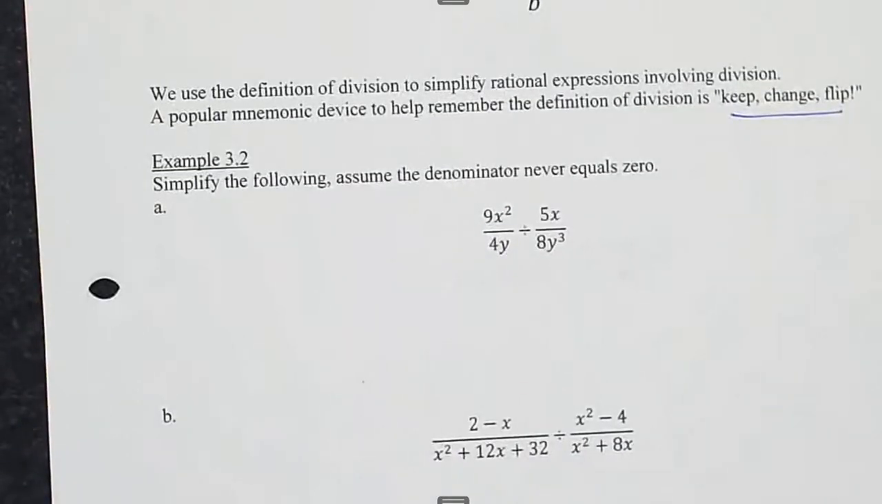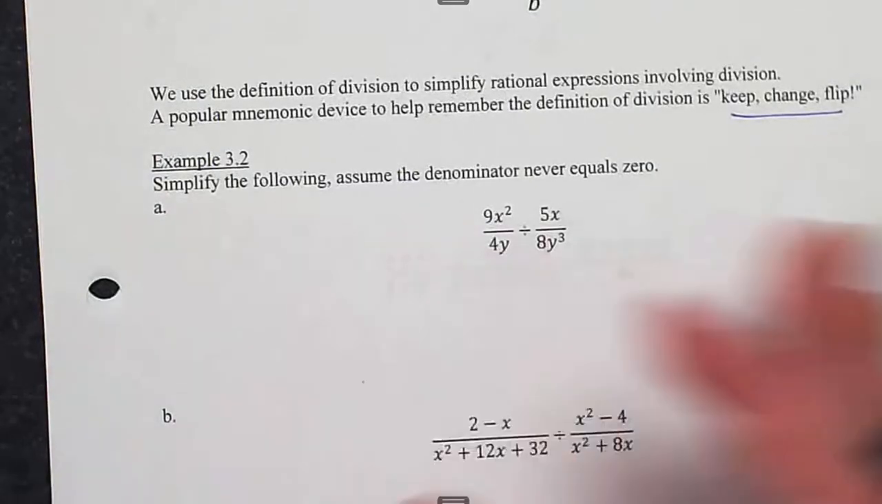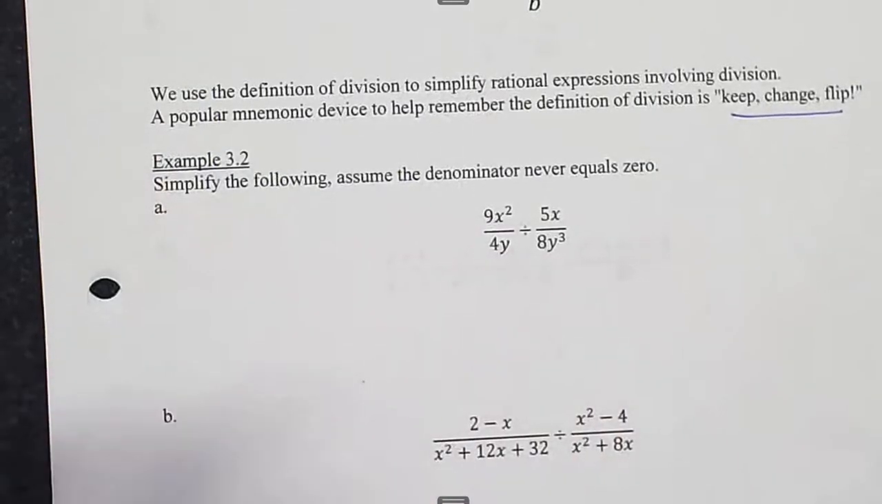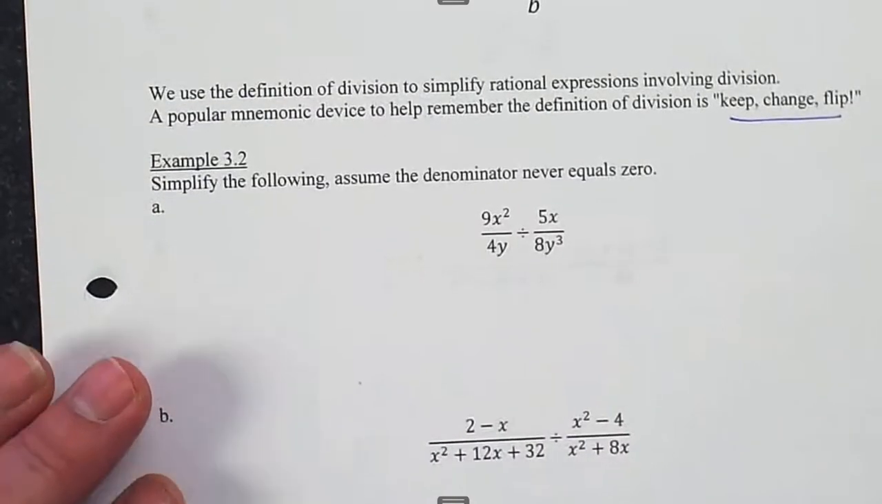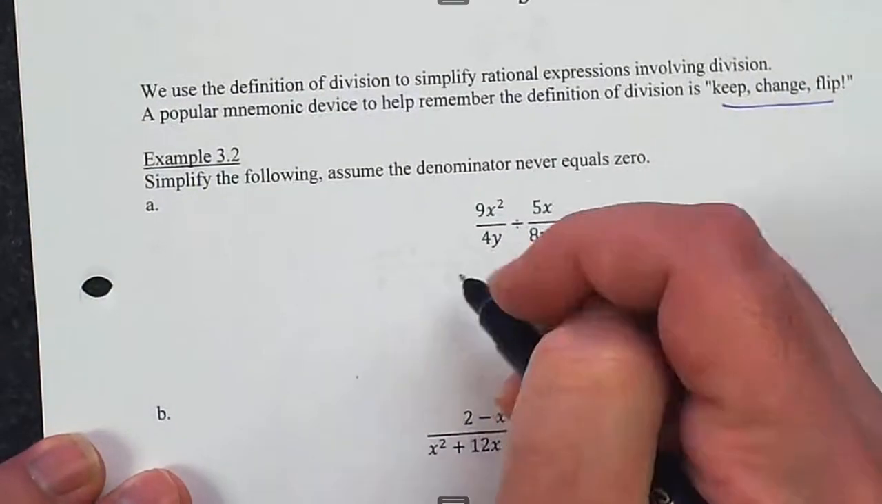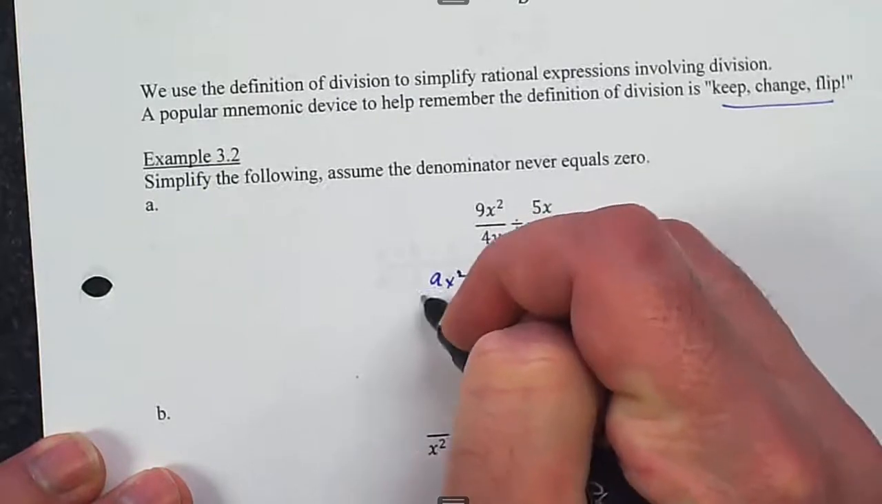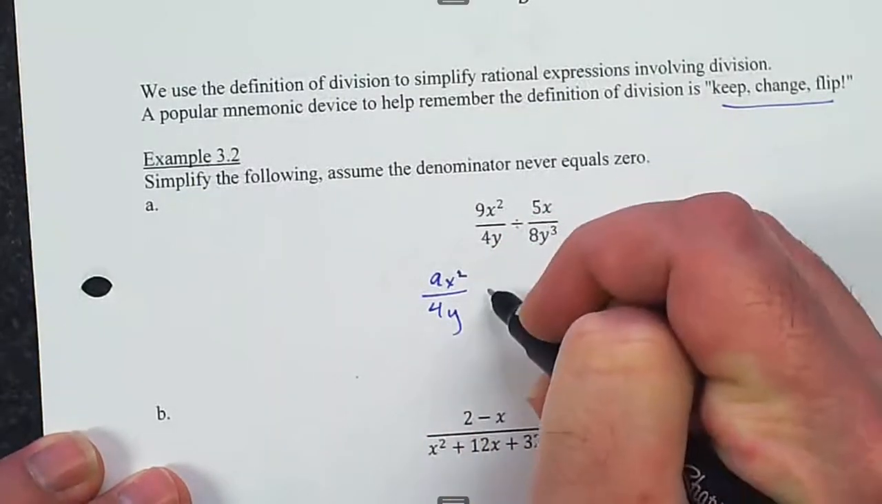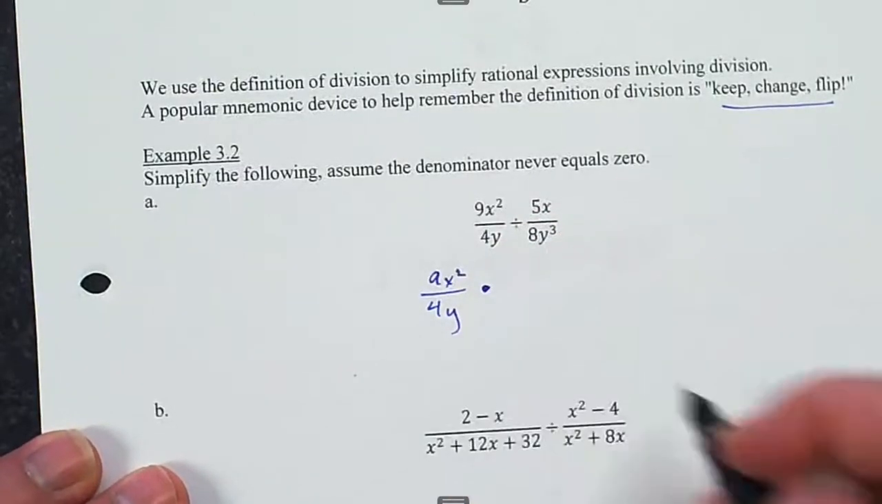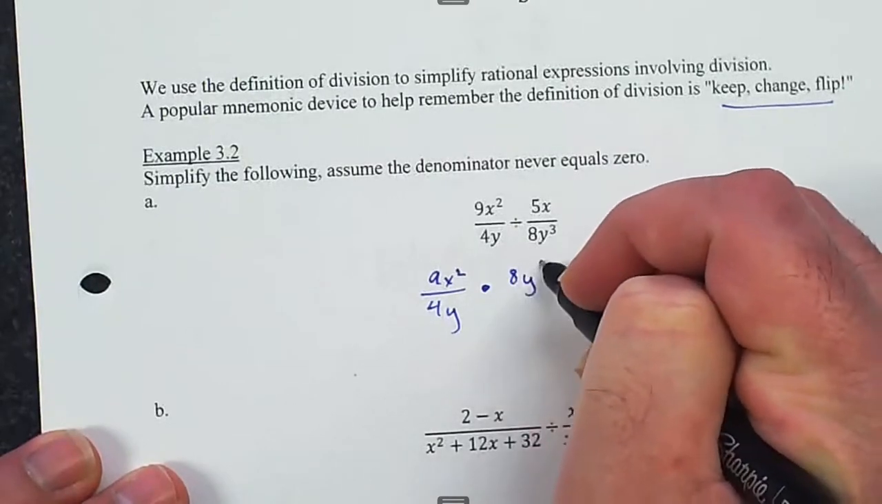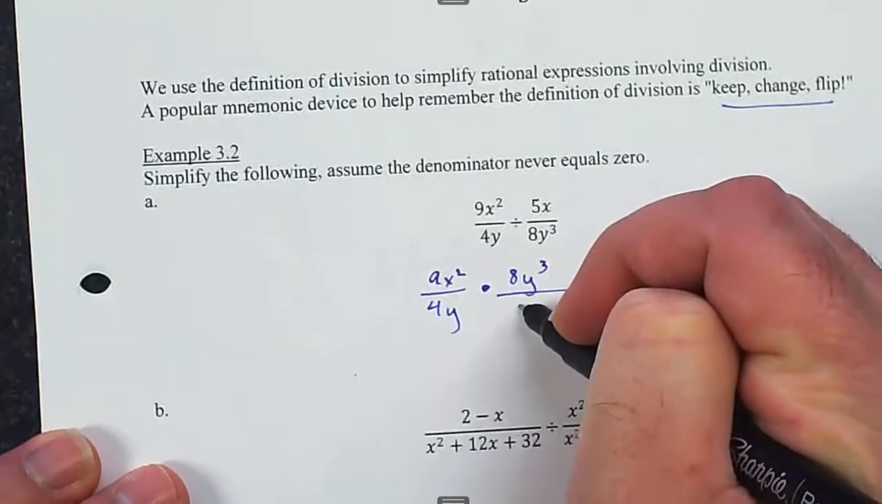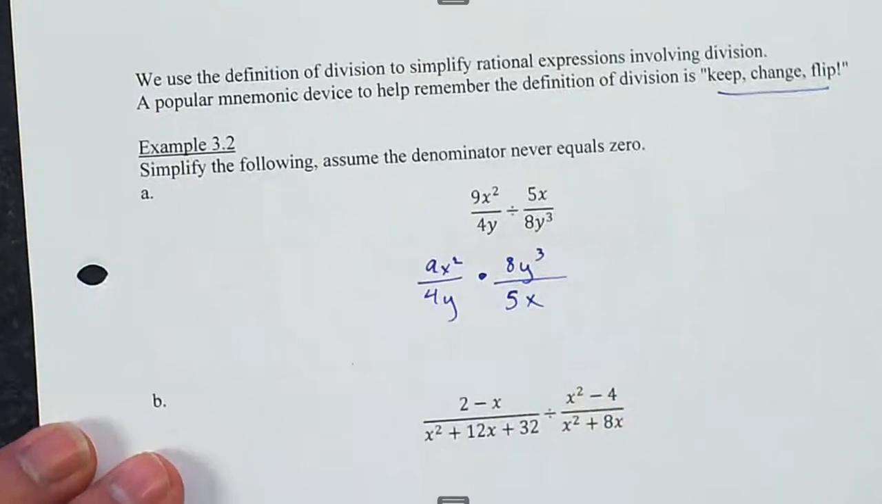So let's use it. We're going to simplify the following. Assume the denominator never equals 0. Okay, that's just me, again, making it easy. We talked about that in the last lesson. Keep the first fraction the same. Change the division to multiplication. Flip the second fraction. We're changing division to multiplying by the reciprocal.